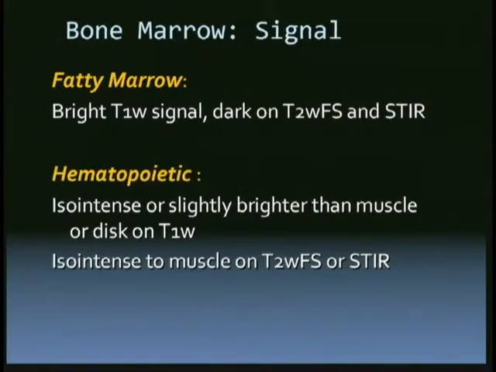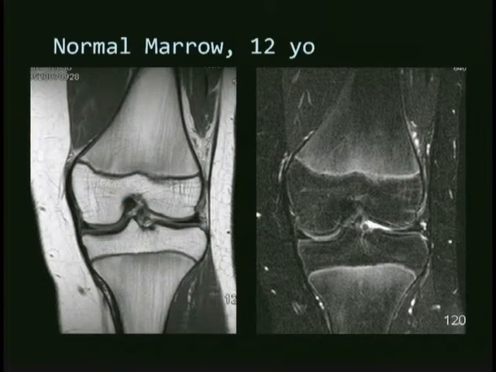On T2, it should follow the signal intensity of the muscle, so pretty much isointense to the muscle, except in children, as I mentioned before. In children, because it's more cellular, you can have a slightly brighter T2 signal of their normal red marrow. So this is an example, normal marrow in a 12-year-old.